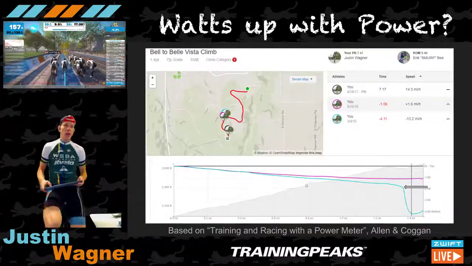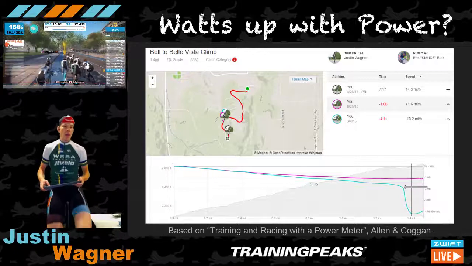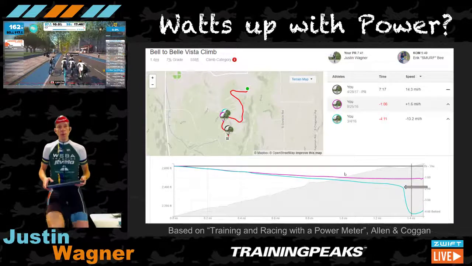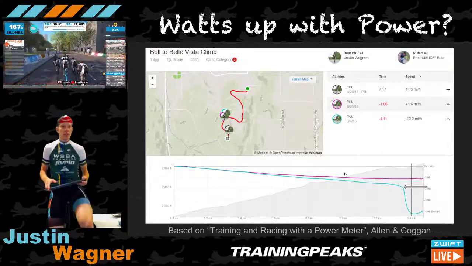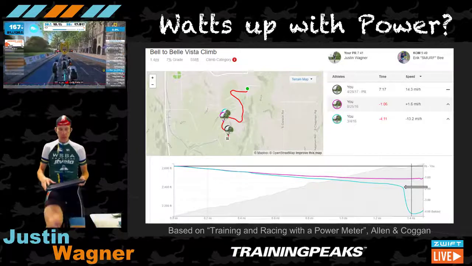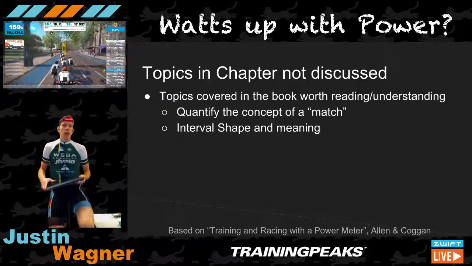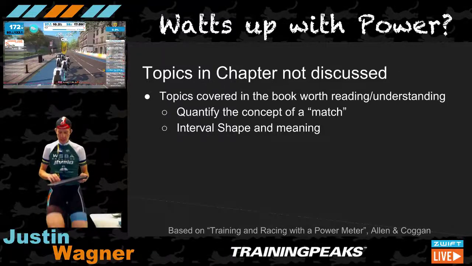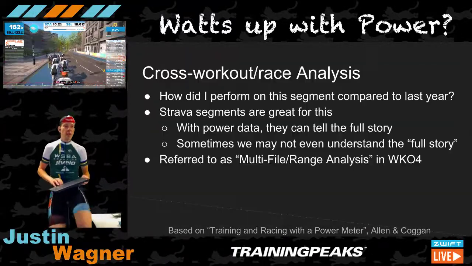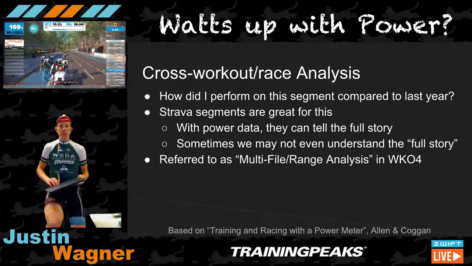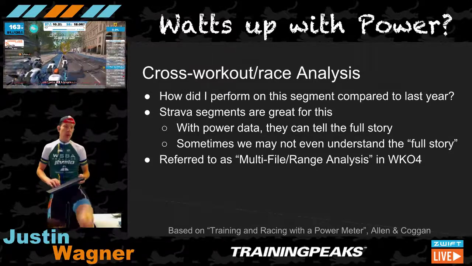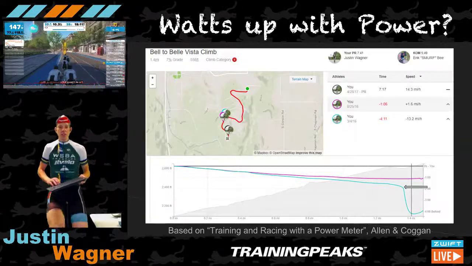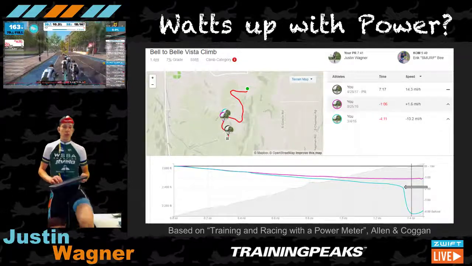So maybe you lay down more power on the steeper ones and back off a bit as it flattens out. That'll help you keep your momentum over the top of those short kickers and not increase your average power too much. So that's what I kind of call this cross workout race analysis. In WKO4 they call this multi-file range analysis, and I actually like applying it to an actual segment in real life. I think it's a pretty interesting thing to compare over time as you're progressing.